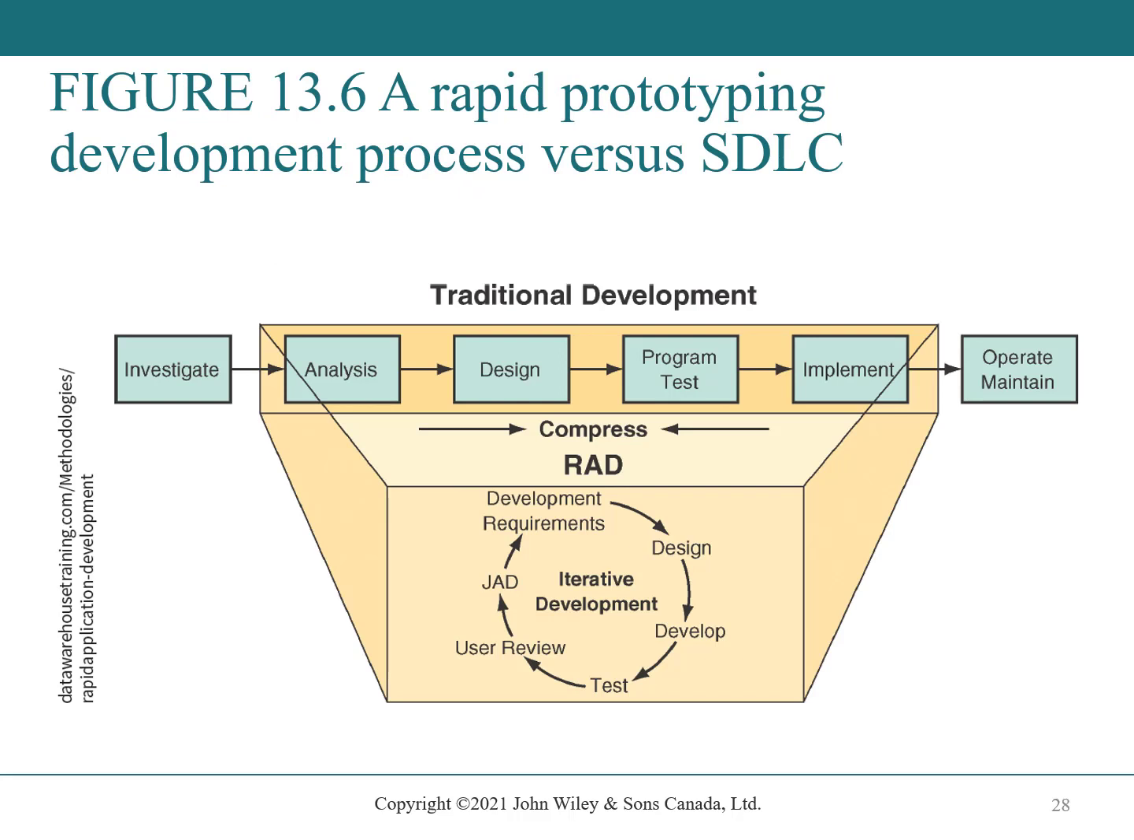Figure 13.6, a rapid prototyping development process versus the SDLC. We have the traditional development on top. On the bottom, we have the compression from the analysis, design, program test, implementation of the rapid prototyping development, iterative development cycle, starting with determining the requirements, designing, developing, testing, user review, joint application design, and cycling again, iteratively, until the product is finalized.